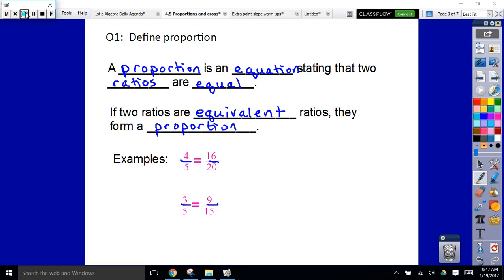We talked about that a proportion is an equation, which means that they're equal to each other, and that if two ratios are equivalent, they form a proportion. Equivalent means equal, so if the two ratios are equal, we can put an equal sign in between them, and they form a proportion.